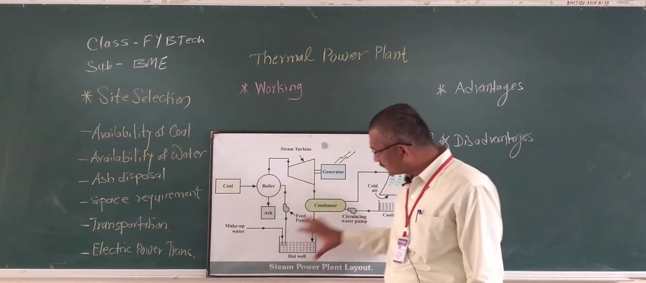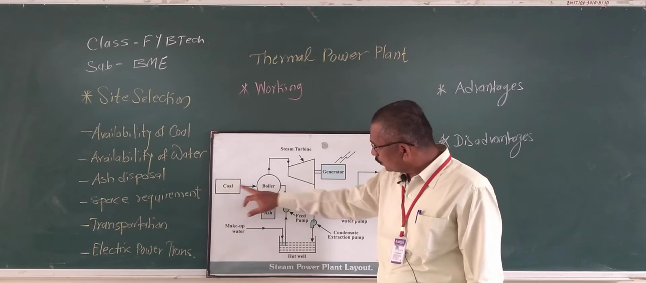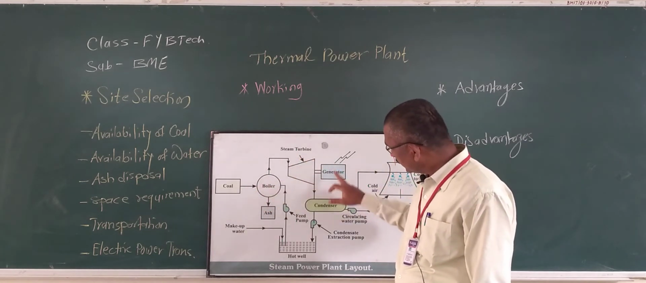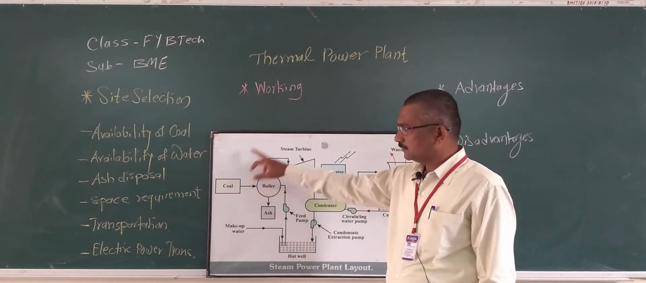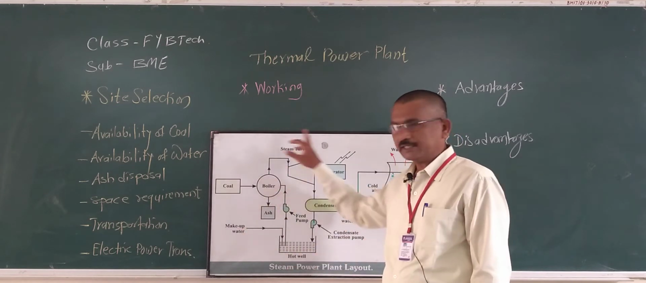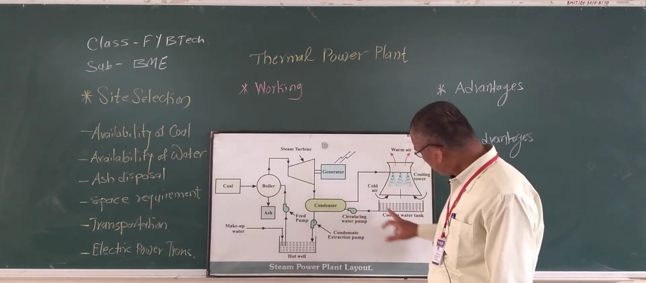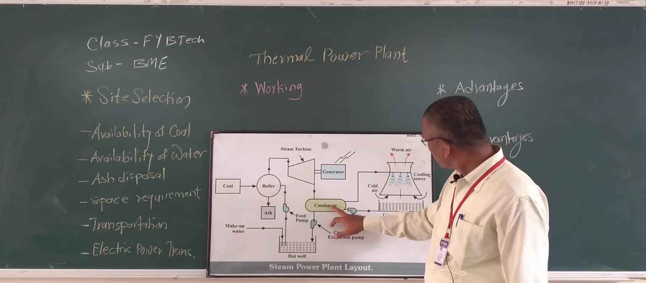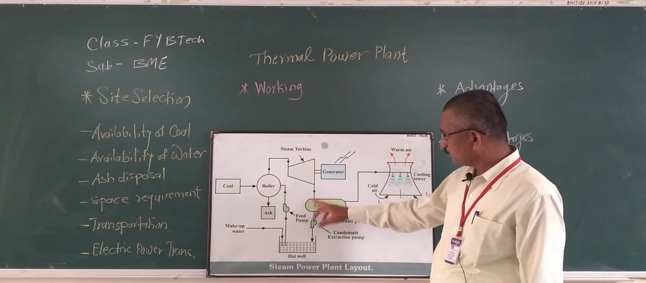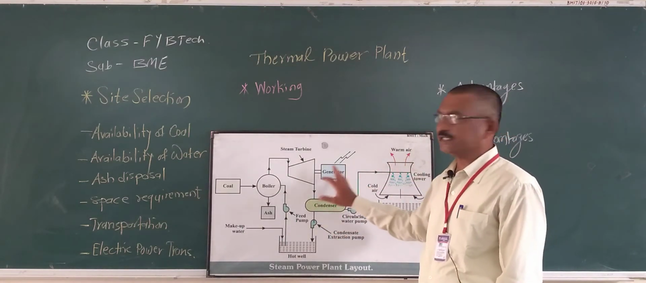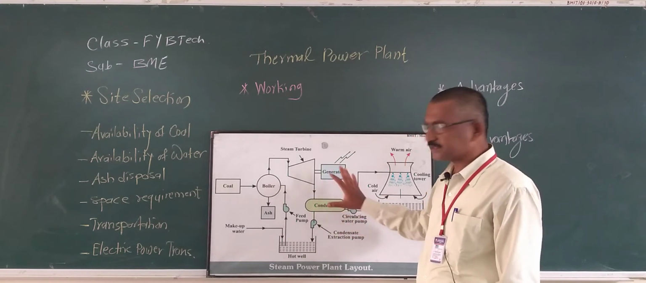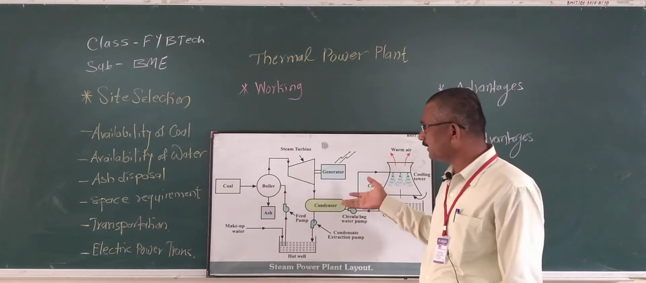Again, there are two circuits. One consists of the coal, boiler, steam turbine, generator, condenser and hot well. This forms the first circuit. The second consists of the cooling water tank, condenser and cooling tower. This forms the second circuit. So that is regarding the thermal power plant or its generation. In detail we will see it later on.